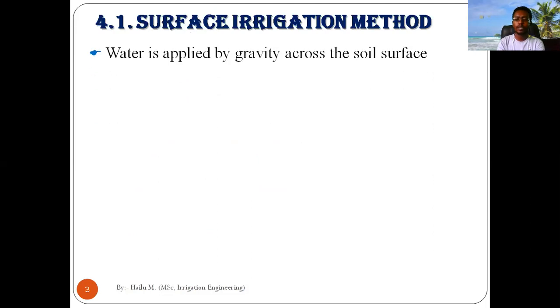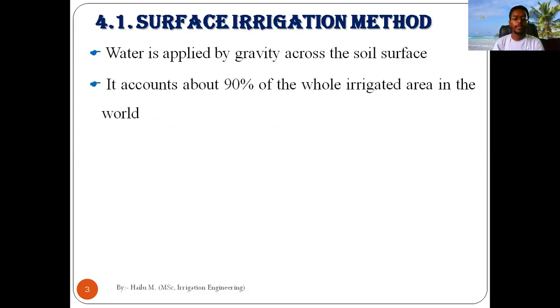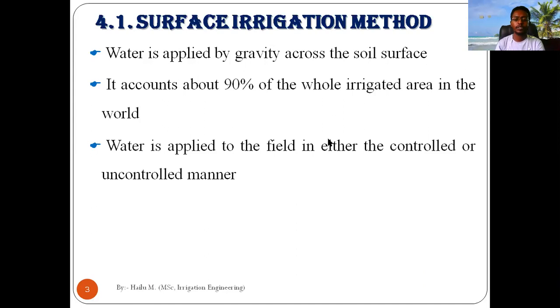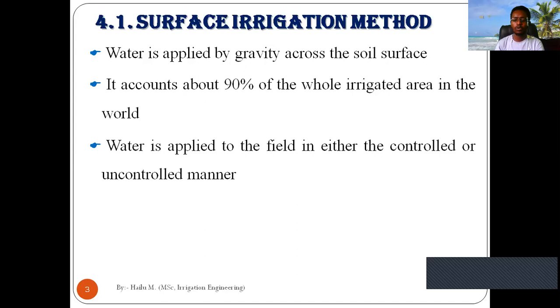In surface irrigation methods, water is applied by gravity across the soil surface. It accounts for about 90% of the whole irrigated area in the world, and water is applied to the field either in a controlled or uncontrolled manner.